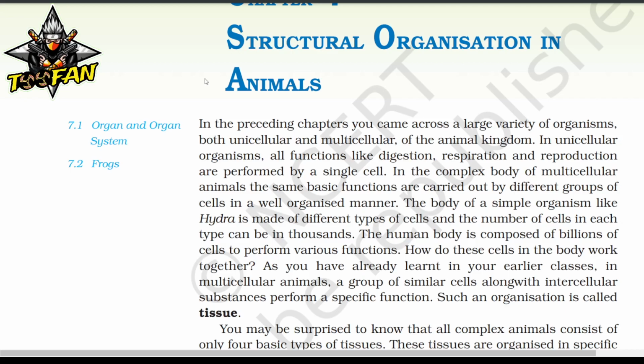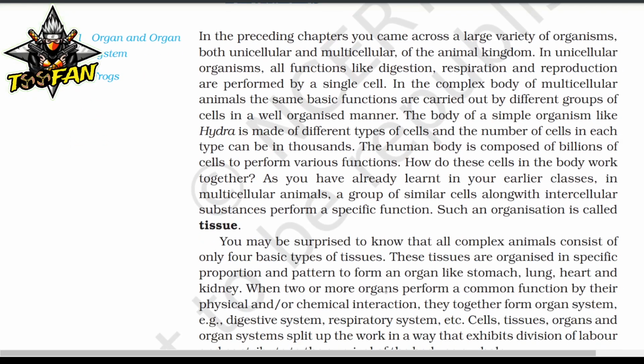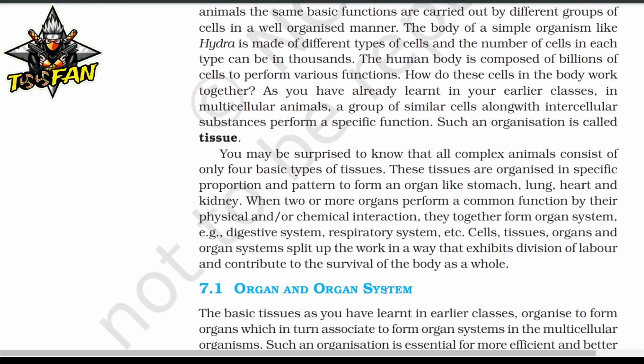As you have already learnt in your earlier classes, in multicellular animals, a group of similar cells along with intercellular substances performs a specific function. Such an organization is called tissue. You may be surprised to know that all complex animals consist of only four basic types of tissue. These tissues are organized in specific proportions and patterns to form an organ like stomach, lungs, heart, and kidney.